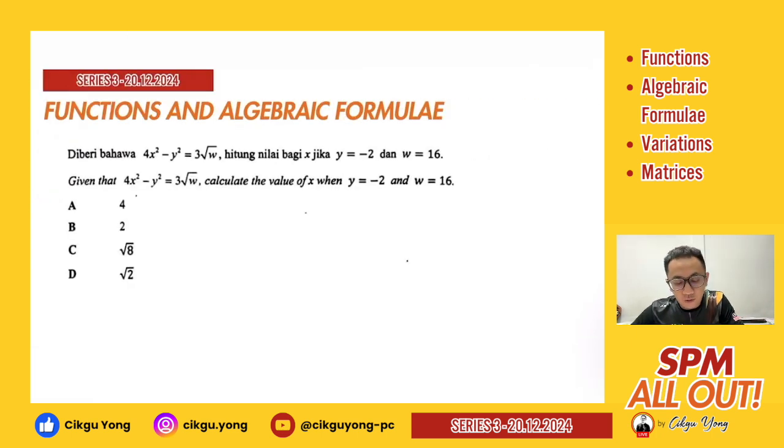So for functions and algebraic formula, basically you need to understand how a thing works and also some of the keywords. This is a very basic question, and all these questions are from our trial papers, either this year or the previous years. So given that 4x squared minus y squared equals 3 sub w, calculate the value of x. To settle this, you just need to replace whatever numbers are given to you into the unknown, right?